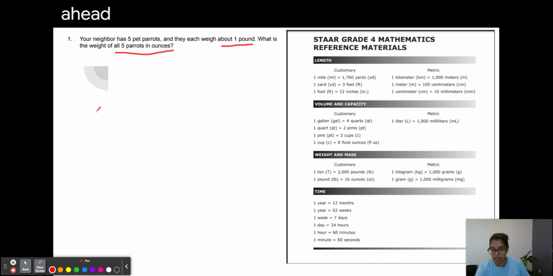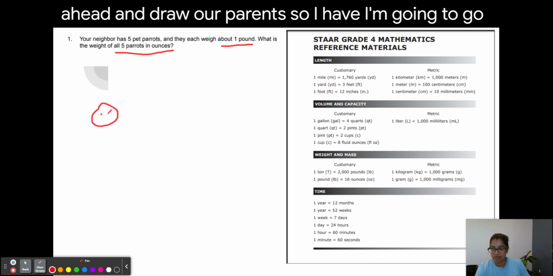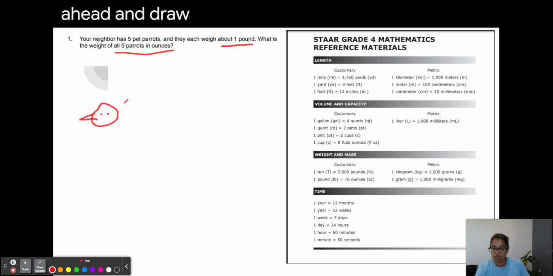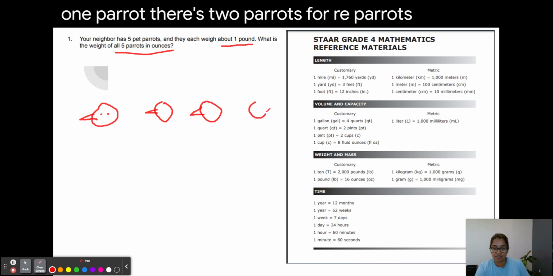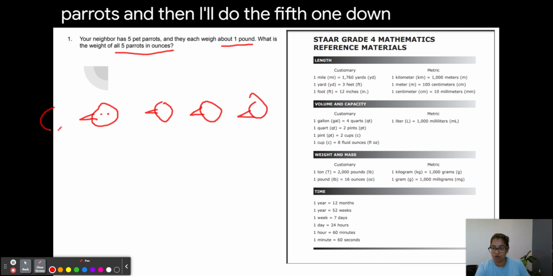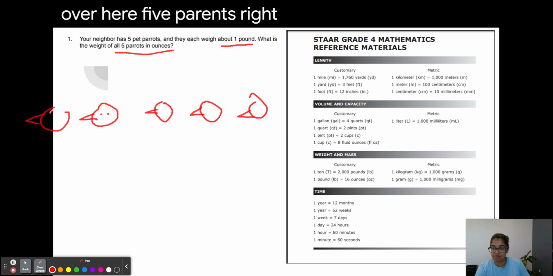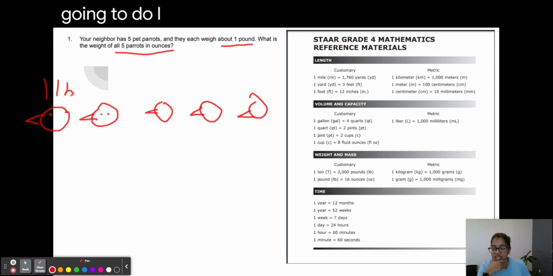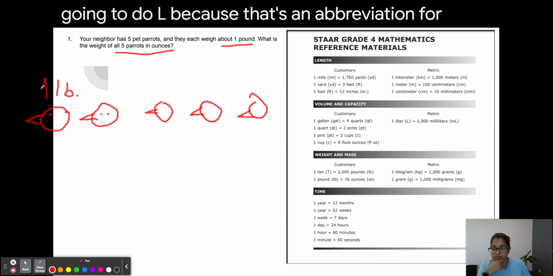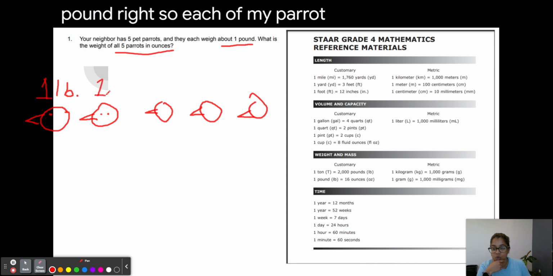Let's go ahead and draw our parrot. It's a kind of weird looking parrot, but there's 1 parrot, 2 parrots, 3 parrots, 4 parrots, and then I'll do the 5th one over here. 5 parrots, right? So there are my 5 parrots. Each of my parrots is 1 pound, and I'm going to write LB because that's an abbreviation for pound, right? So each of my parrots is 1 pound.